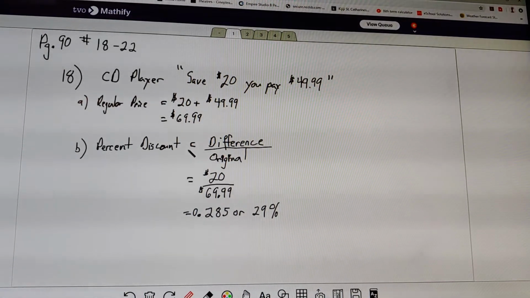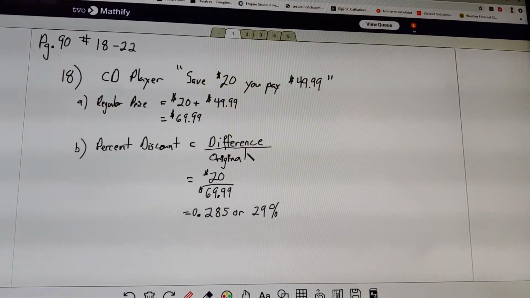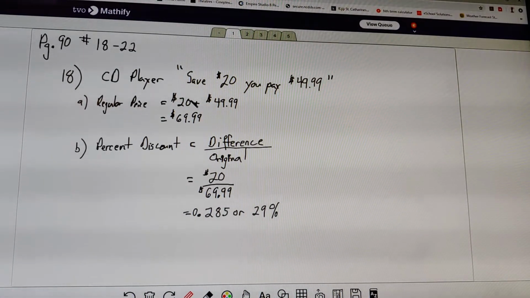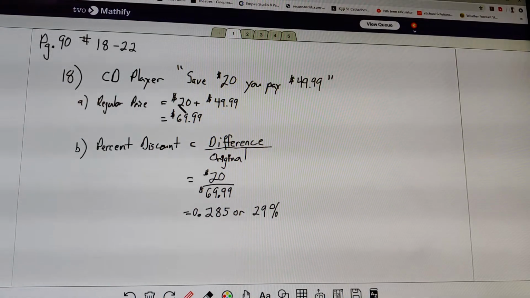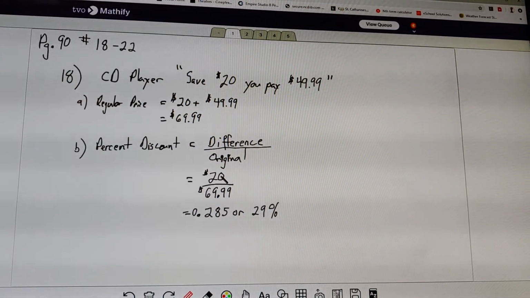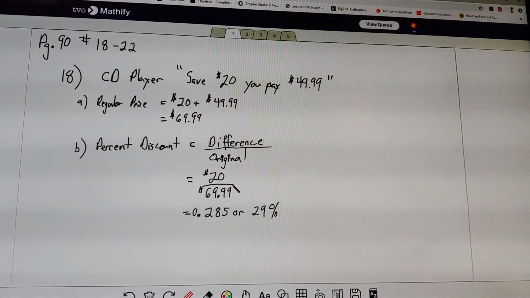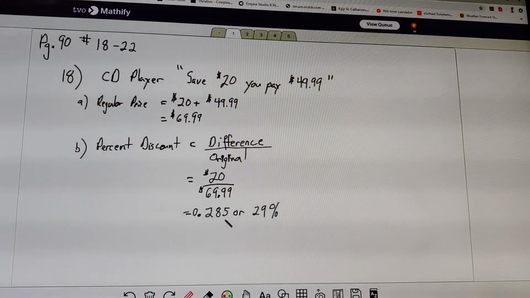Question B said, what's the percent discount? Percent discount is the same thing as asking for percent increase or percent decrease. So it's always difference over the original price. The difference they told us was $20. That's the amount that they knocked off. The original price we just figured out, when we put the 20 back on. So $69.99. We do 20 divided by $69.99. Your calculator spits out 0.285.